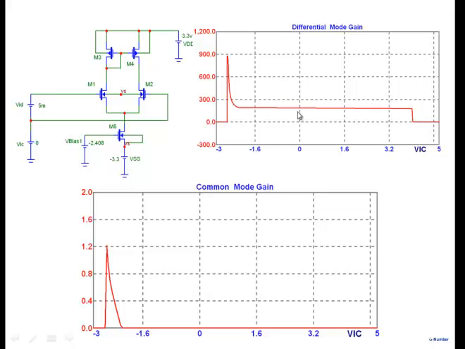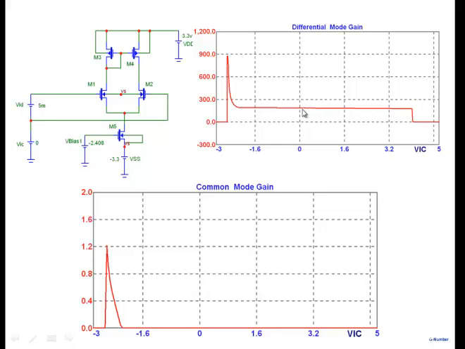We don't expect it to. But what happens is, as you make VIC larger and larger, note that the differential gain abruptly drops to a very low value. Which means what? That there's a limit on how large a VIC I can apply. If I apply a VIC larger than this, my differential pair is no longer working properly because it doesn't give me gain. Right? So there's an upper limit on VIC that I can apply here.